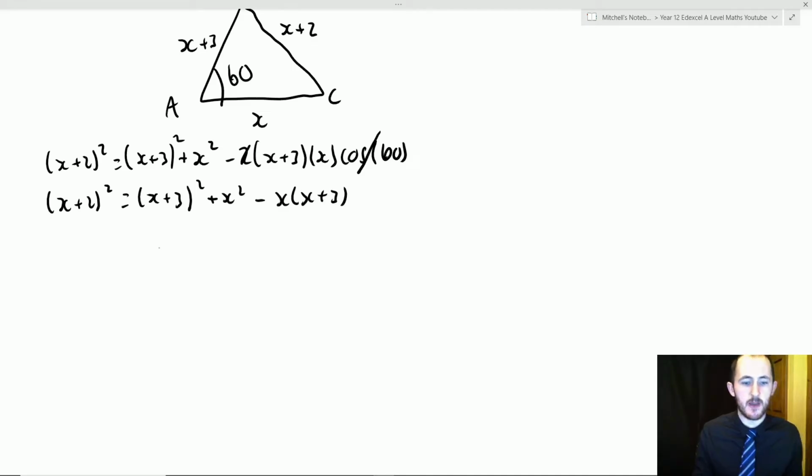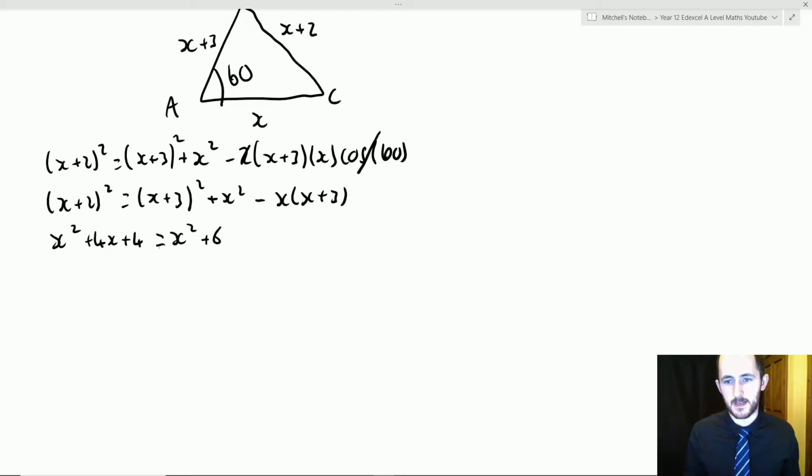So all we need to do now is, it's a quadratic equation. So we just need to expand, simplify, and then use the quadratic formula or whatever else we want to do to work it out. So let's expand this. So that'll become x squared plus 4x plus 4 equals x squared plus 6x plus 9. If you're unsure of how I got to any of this, please let me know.